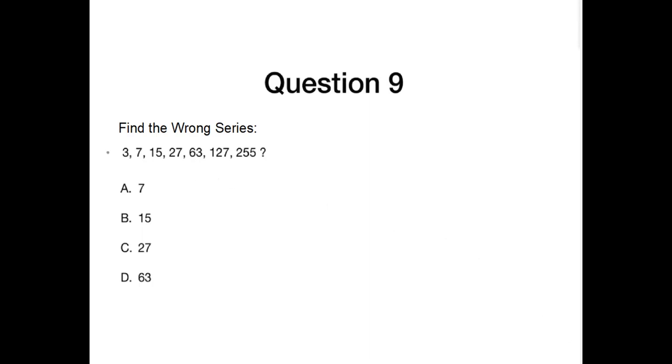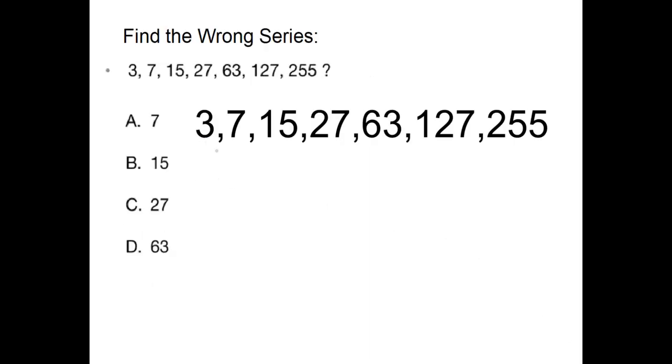So we need to see what is wrong. Let's see. 3 into 2 is 6, plus 1. 7 into 2 is 14, plus 1. 15 into 2 is 30, but the sequence is not working out here.